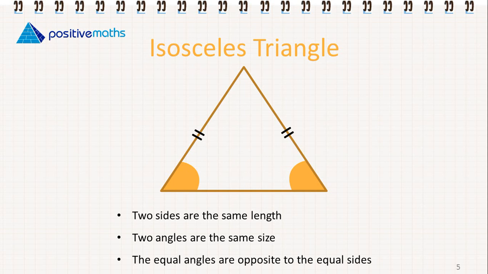The next triangle we're going to look at is the isosceles triangle. In this triangle, 2 sides are the same length, two angles are the same size, and the equal angles are opposite to the equal sides.